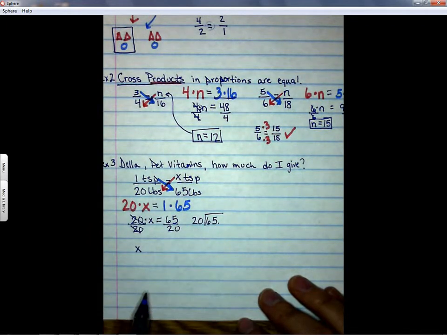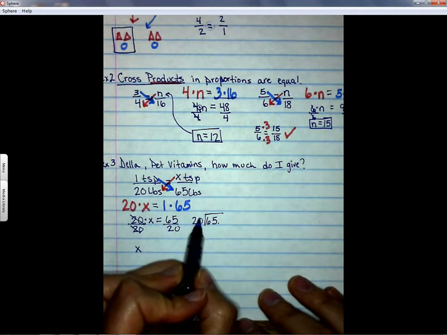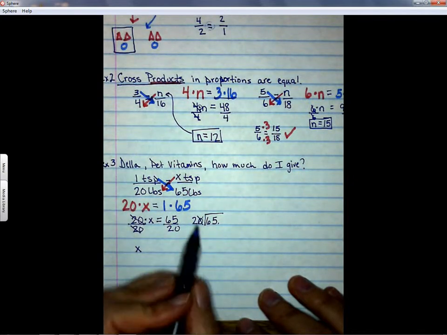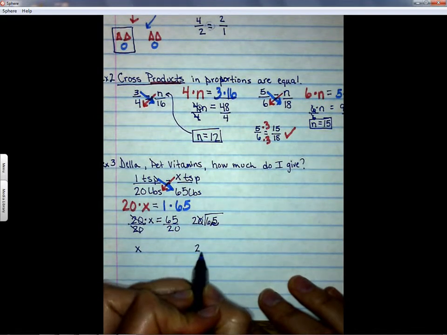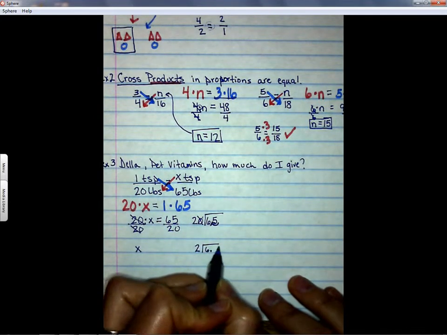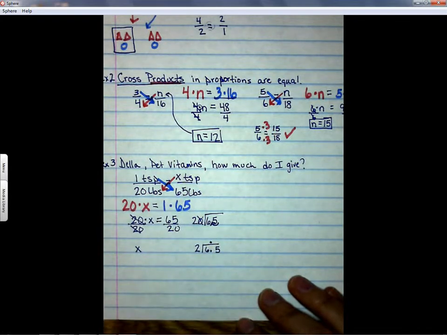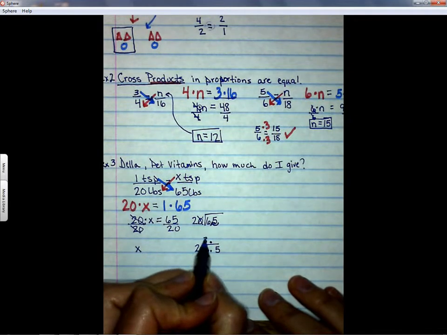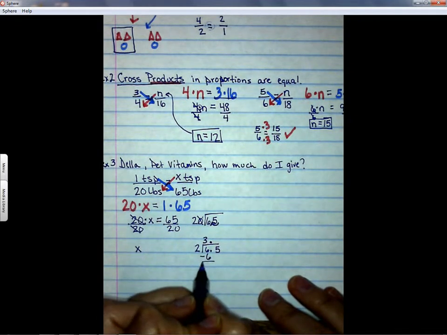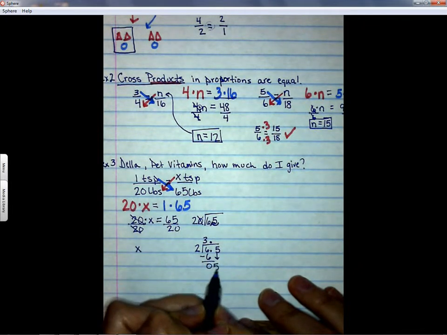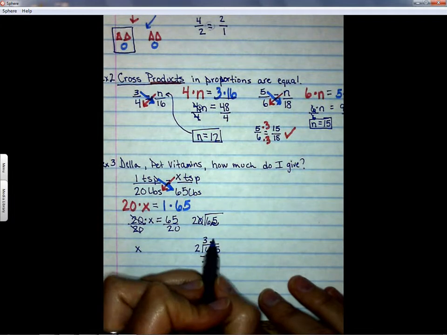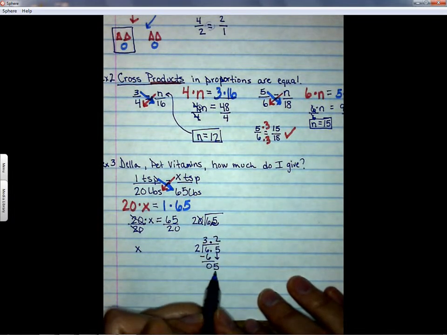Here's my decimal place, and because I'm dividing by 20, I can cancel out that 0 and move the decimal place over 1. So now I have 2 goes into 6.5. Bring the decimal place straight up so I know where it goes. 2 goes into 6 3 times. 3 times 2 is 6. Subtract, I get 0. Bring down the 5. 2 goes into 5 2 times. 2 times 2 is 4. Subtract, I'm left with 1.